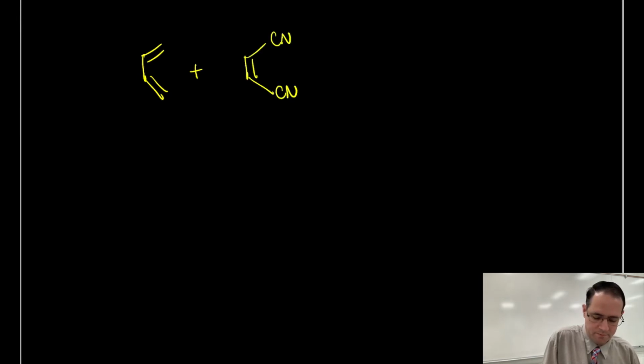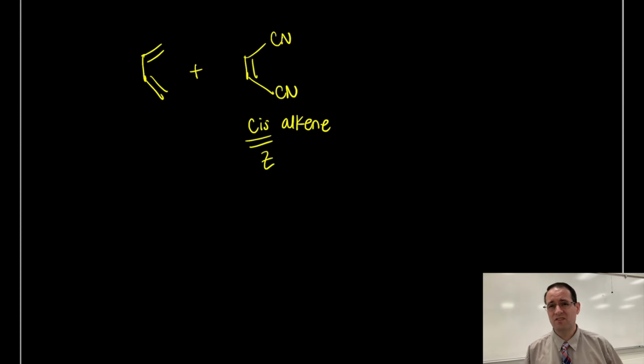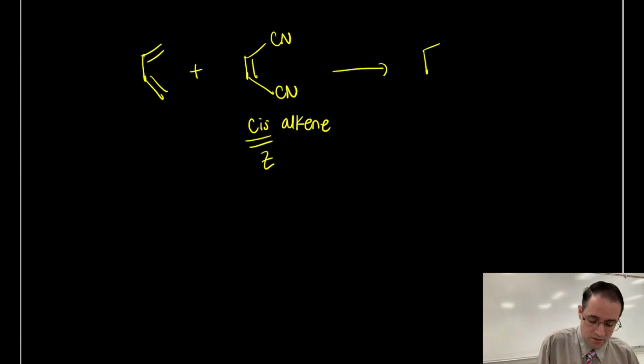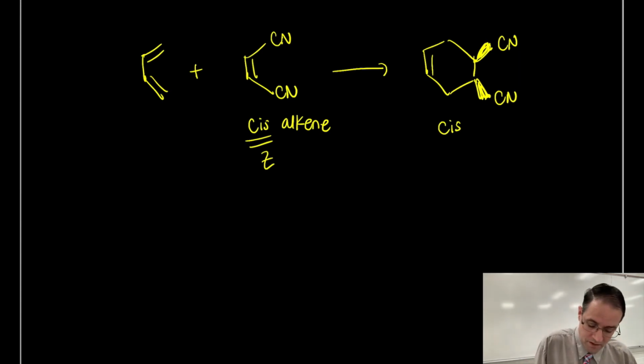So if you have butadiene and you're going to be reacting with this guy here, we say this is a cis alkene because the two substituents are on the same side. Okay, so cis here refers to the stereochemistry of the alkene. We sometimes say it's Z, all right? When this reacts, you'll form the cyclohexene, and you'll form a cyclohexene where the two cyano groups here, or the two nitriles, are also cis, okay?